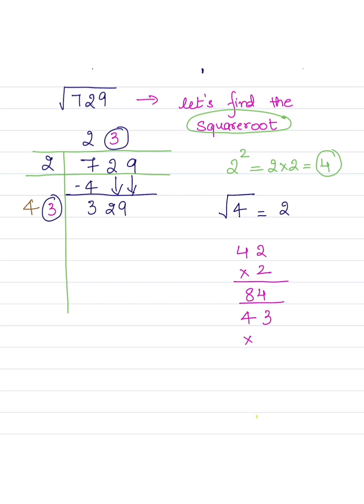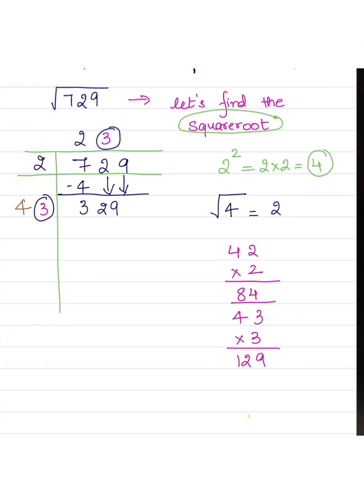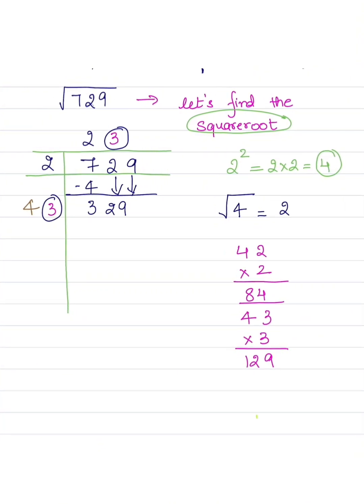43 times 3 is 129, still smaller than 329. So I'm going to apply a trick here, and the last digit here is 9. You can only get a units place as 9 if you either use 3, which we have already done, or if you use a 7. So I'm going to try with 47 times 7.